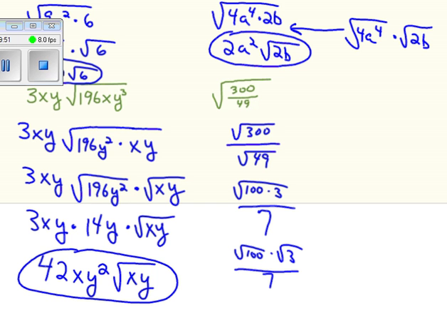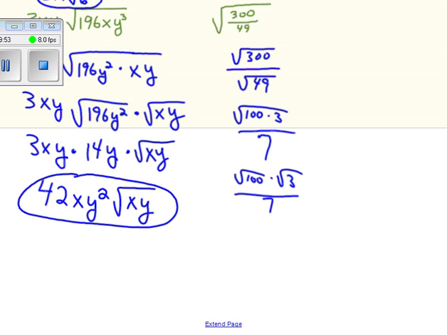How do I express my final answer there? 10 root 3 over 7. Now, going back to your criteria, this is a good answer. Is the radicand a fraction? No, the radicand's a 3, that's not a fraction. Is there a radical in the denominator? No. Does the radicand have any perfect square factors? No, so we're good. All right, one more page.